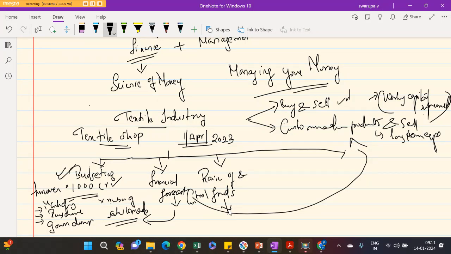So when we come to raising of funds, we need to decide how to raise funds in such a way that the total cost involved in raising of funds is minimized. I'll tell that in detail when we go to the next section. So here we are deciding on how to raise funds, whether we should go with debt or with equity. Okay, this decision we have to make.